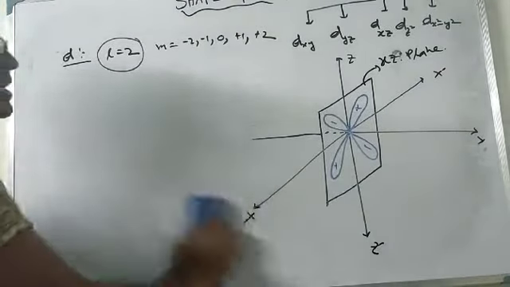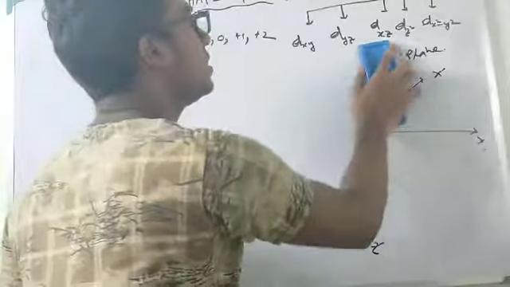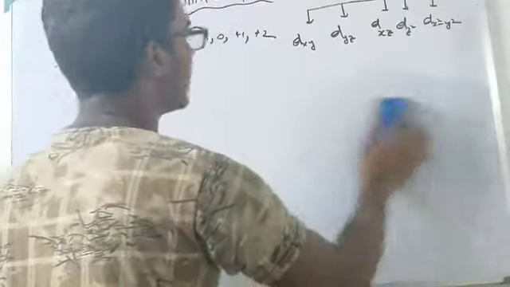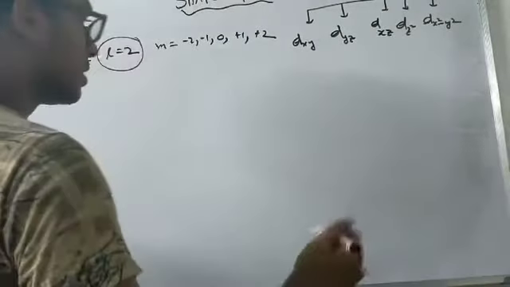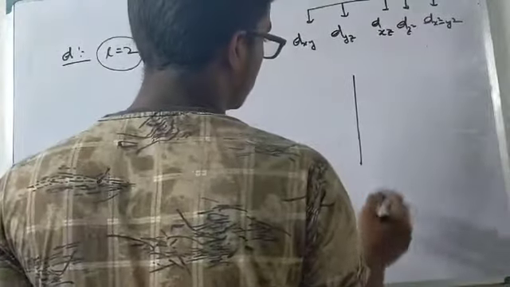Now let's go the same way. You can draw the nodal planes for the xy orbital. Okay, and the shape of the xy orbital is the same.